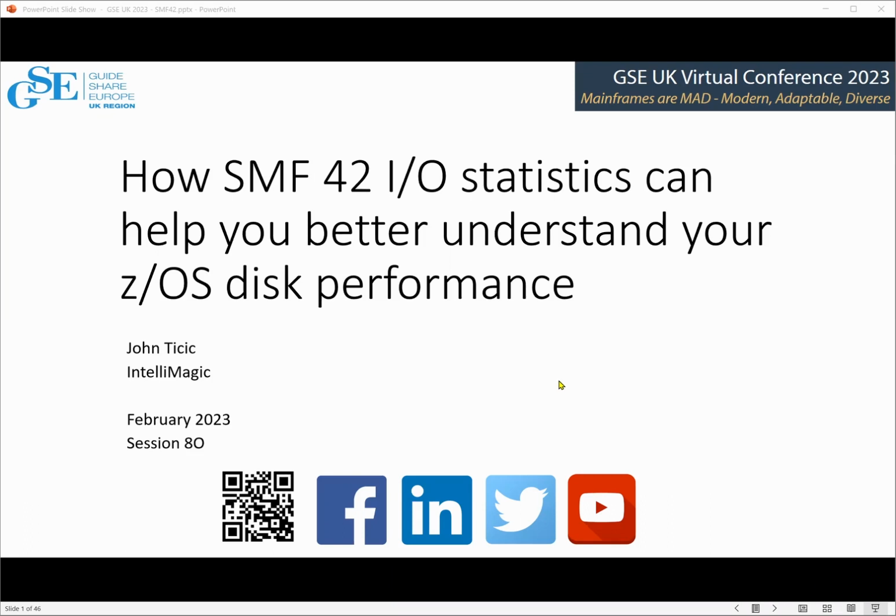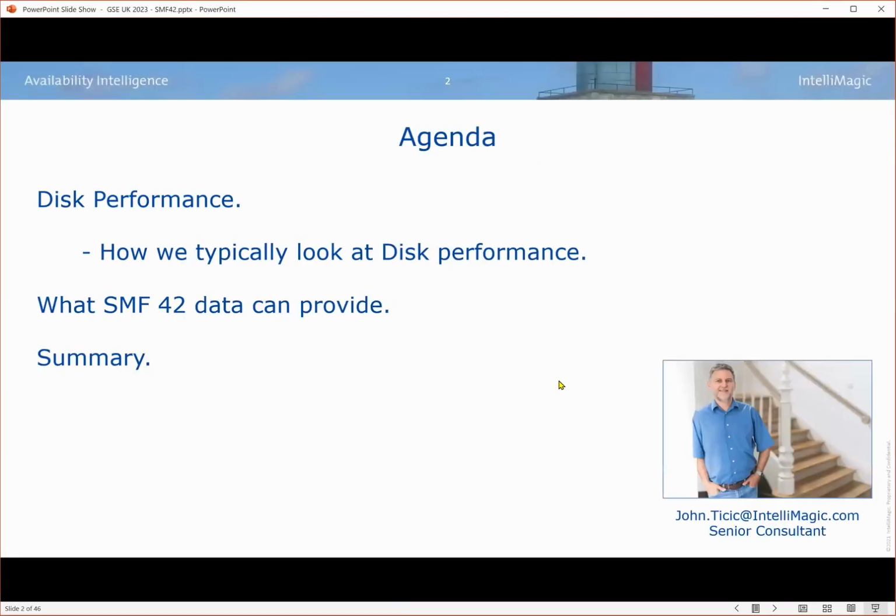Let's move on. What I'd like to look at initially is how we typically look at disk performance, as far as I've gauged. And I'll give you some information as to what we've been looking at typically for disk performance. And then I'd like to branch into the SMF42 data, the IO statistics specifically, to see what additional kind of data we can get and why those kinds of records are actually very interesting for us.